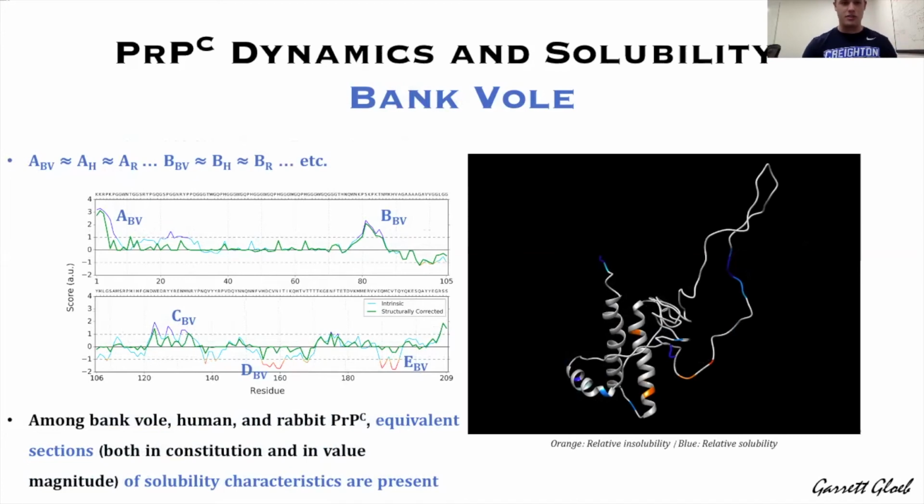Again, in the graph, you can see here that a higher value indicates a greater degree of relative solubility, while lower values, those negative values, indicate high hydrophobicity. Among bankvole, human, and rabbit PrPC, again, we see equivalent sections both in location and in magnitude of their solubility scores.